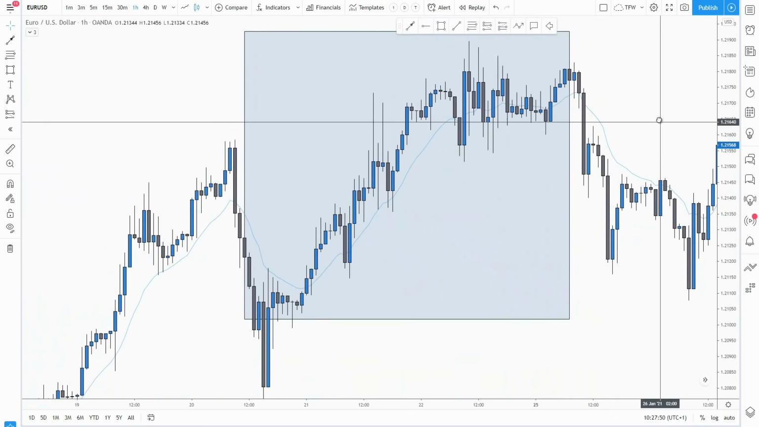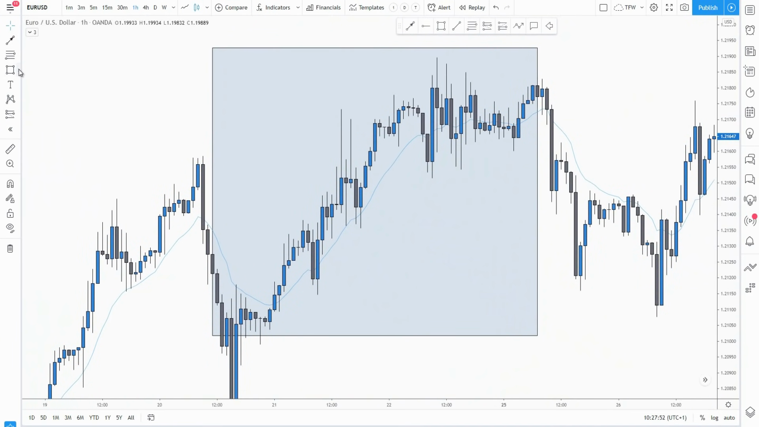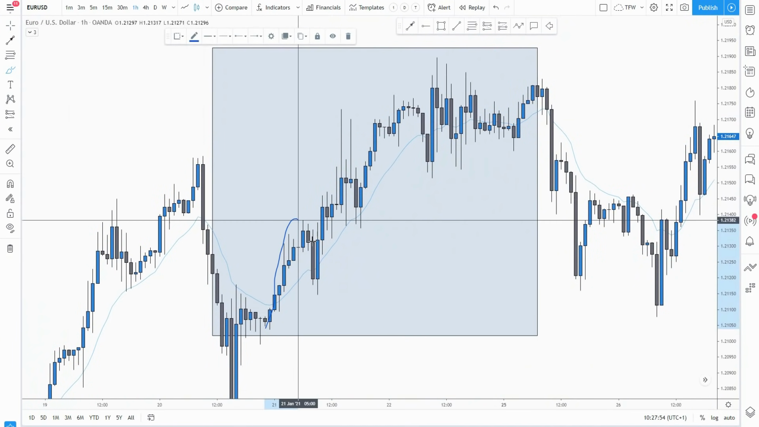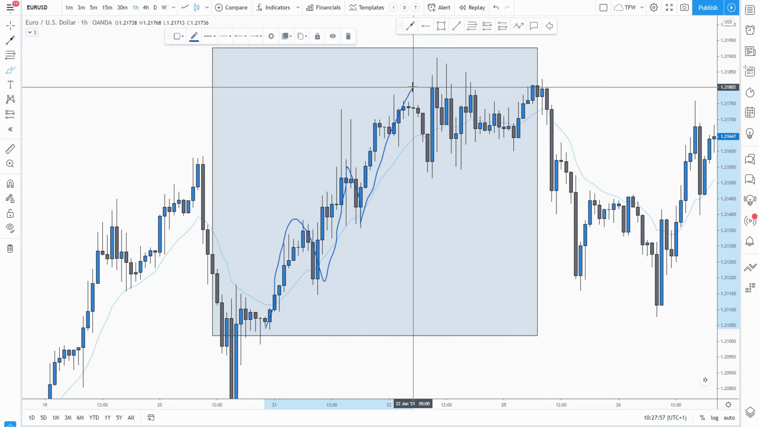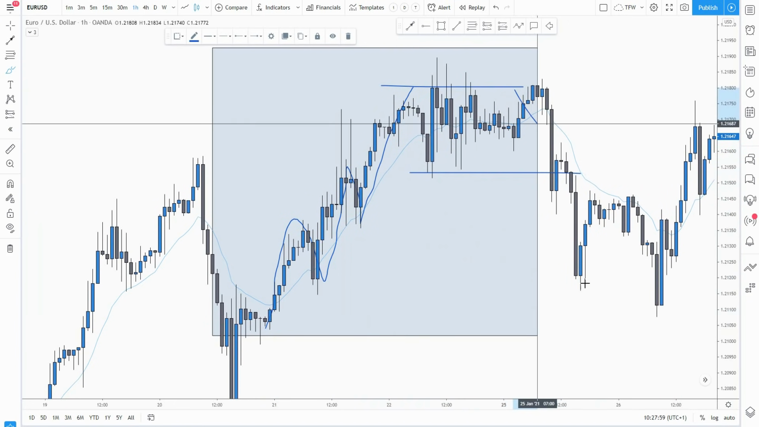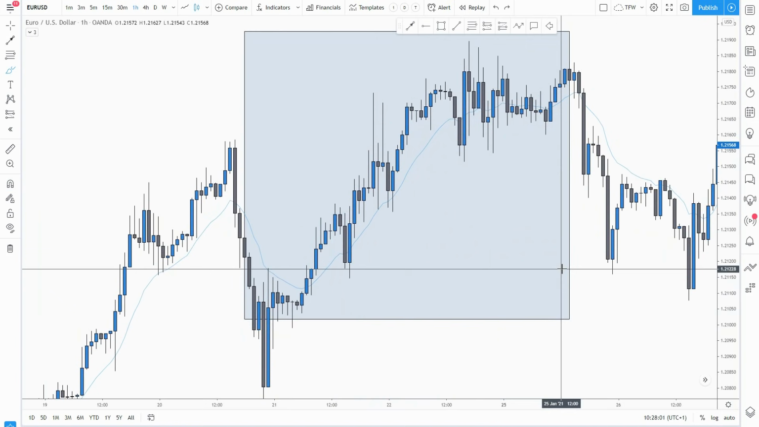And again, a little tip from me. I'm not sure if it's based on Elliott theory or something like this. Once we have 1, 2, 3, 4, 5 pushes, the market will start consolidating and then reversing down. So that's a little tip from me.